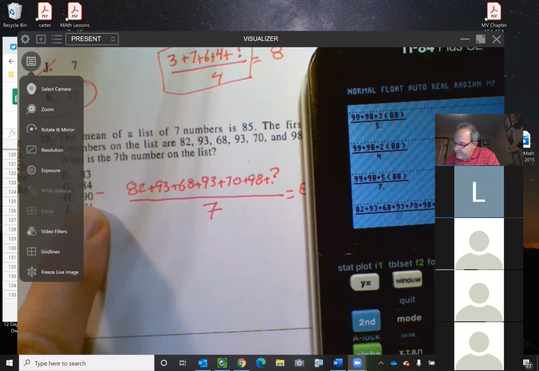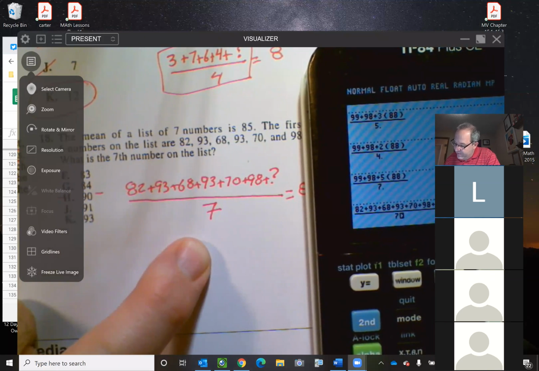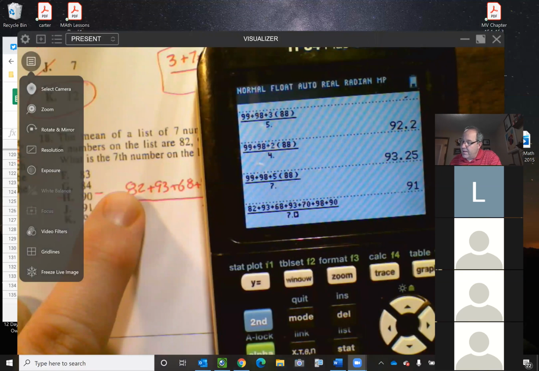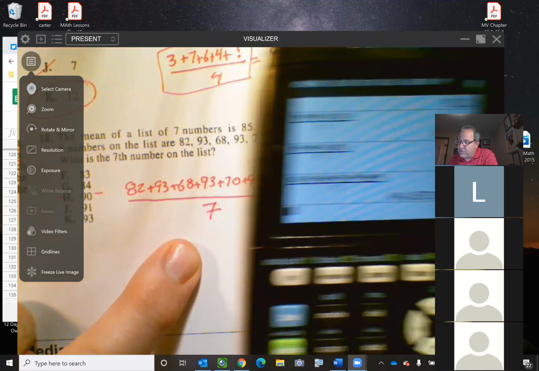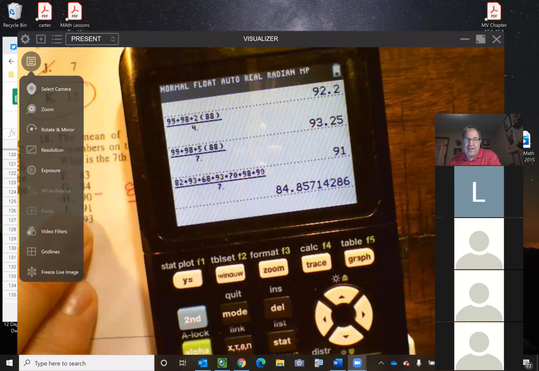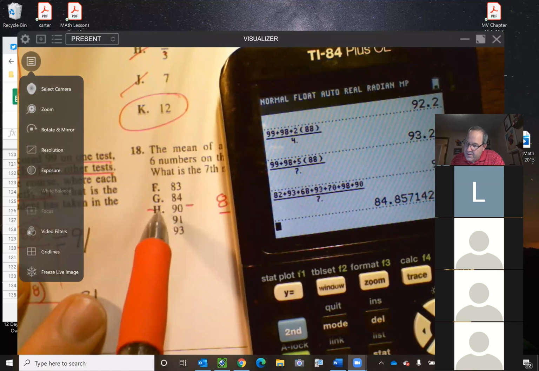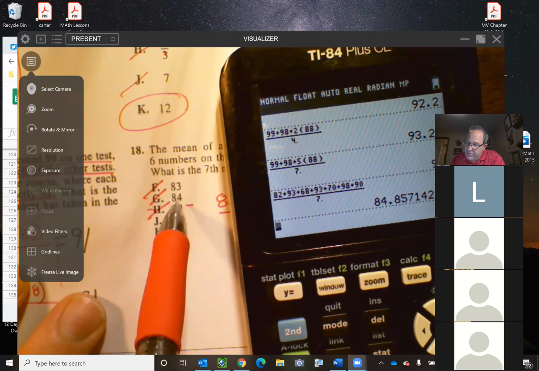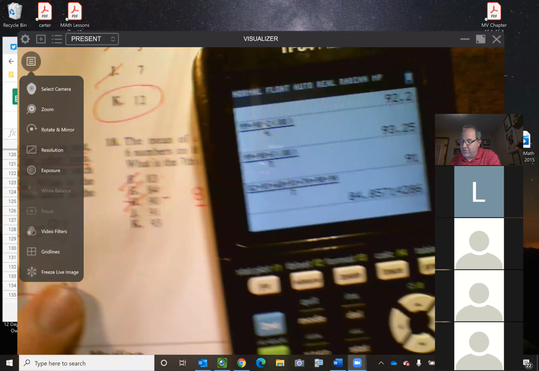So I'm going to guess a 90 and I've got to divide by 7. Now I'm going to put a decimal point there to make sure I get a decimal answer here. And we get 84. I'm trying to get a higher average, so I know that 90 is not big enough. 90 was too small, so that allows me to eliminate everything above it because those numbers are smaller than 90. So I'm going to try 91 instead.